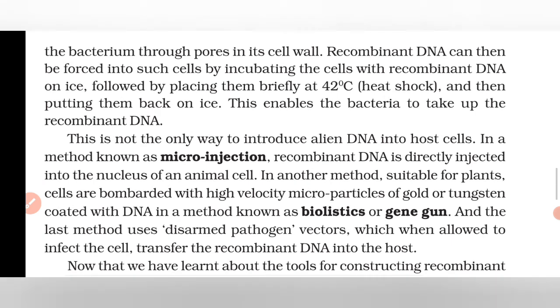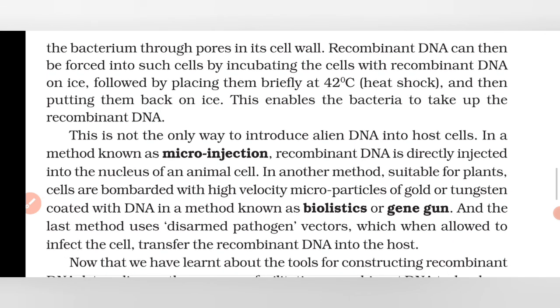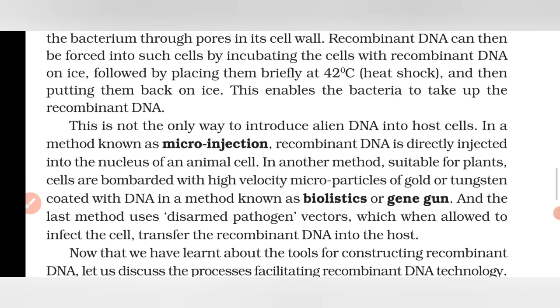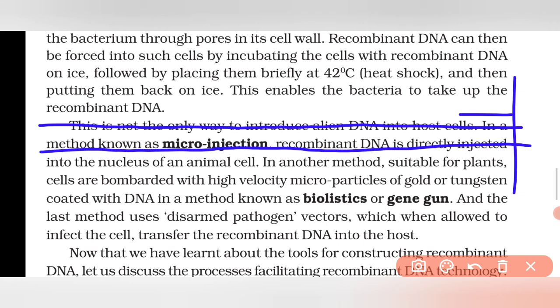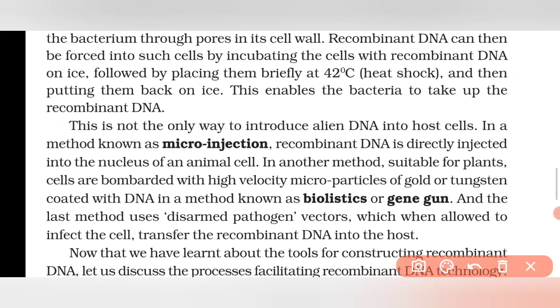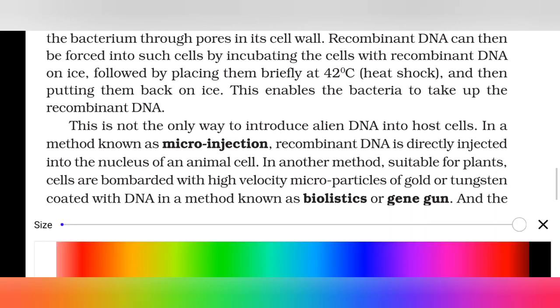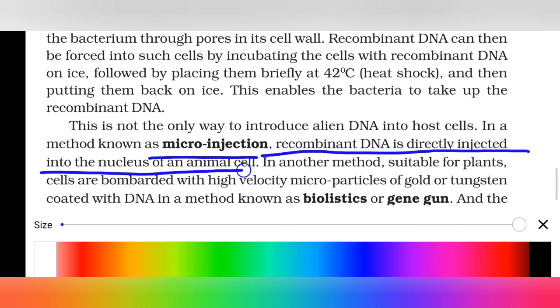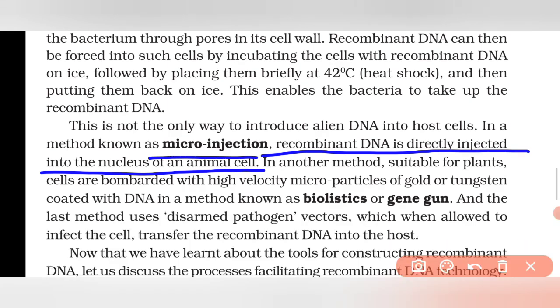This is for bacteria. This is not the only way to introduce the alien DNA into a host cell. For bacteria, we treat with the divalent cation, then incubation, and then heat shock. But in case of animal cells, we use a method known as microinjection, in which the recombinant DNA is directly injected into the nucleus of the animal cell. The recombinant DNA, the plasmid that we have made, we have to inject directly into the nucleus of the animal cell. This is for animal cells.